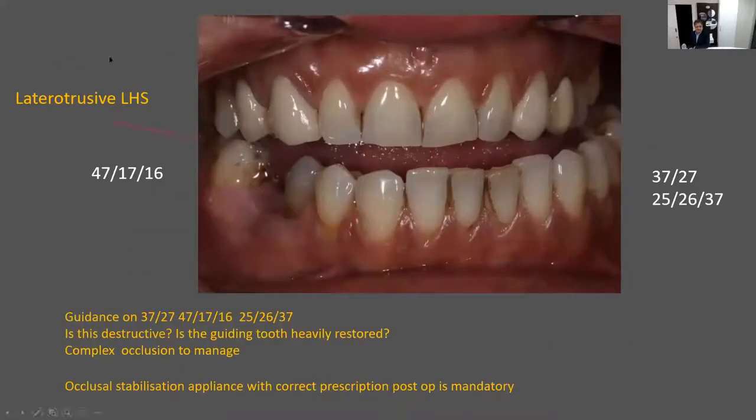Now, let's look further at this particular case. Going to the left-hand side, this is the molar guidance. Is it destructive? Perhaps you can ask, how was this tooth lost? It was heavily restored. It's a complex occlusion. So again, part of the maintenance protocol has to be that the patient must wear an occlusal splint. But an occlusal splint is not a panacea, because the occlusion has to be prescribed correctly. So patients may be non-compliant. Your prescription of occlusion should consider, if the patient doesn't wear the occlusal splint, will the dentition or the whole stomatognathic system manage? That's extremely important for you to understand.